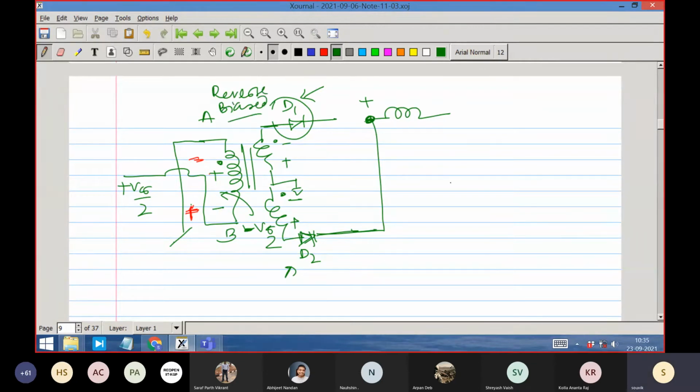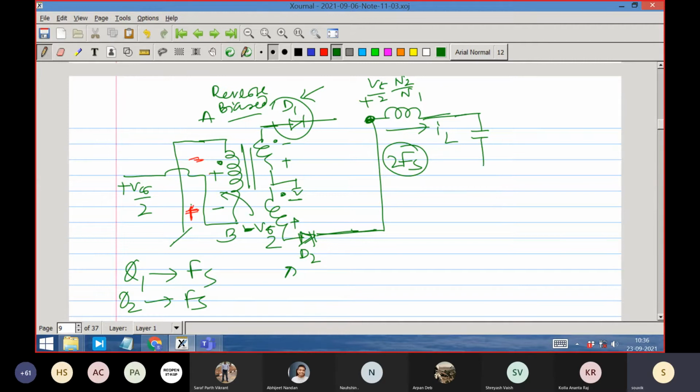So what is happening this time? This time also the voltage Vg/2 into N2/N1 is coming here, and the inductor current is again getting a similar cycle. So it is happening twice. That's why I said inductor cycle. The actual switching frequency here is 2Fs. The switching frequency of the MOSFET is Fs. Q1 switches at Fs frequency, Q2 switches at Fs frequency. But the volt-second balance at the inductor is happening at 2Fs, because this is happening twice. Twice this voltage Vg/2 into N2/N1 is appearing here. So this is how it is happening.